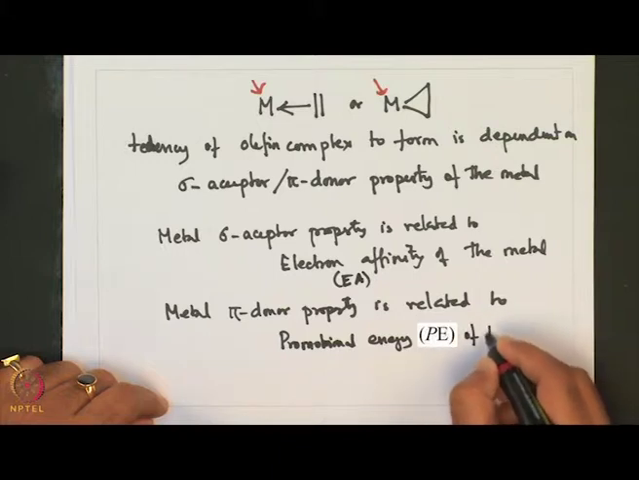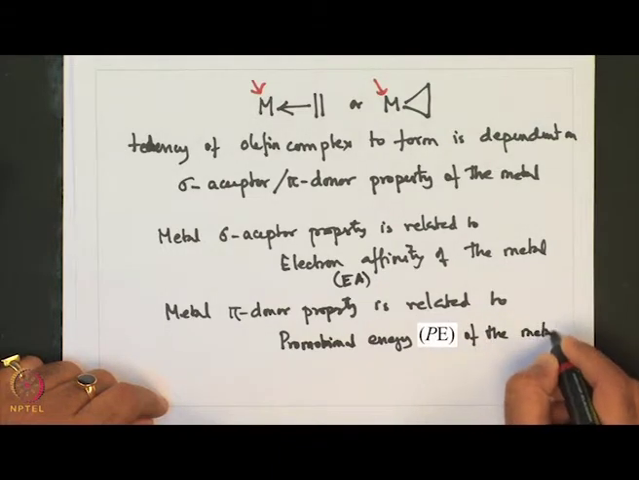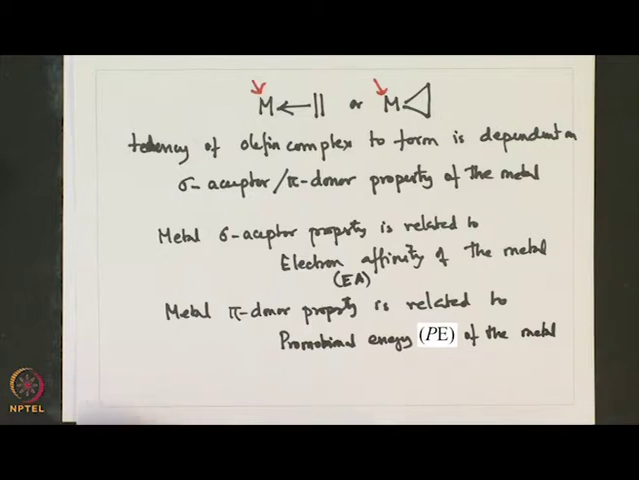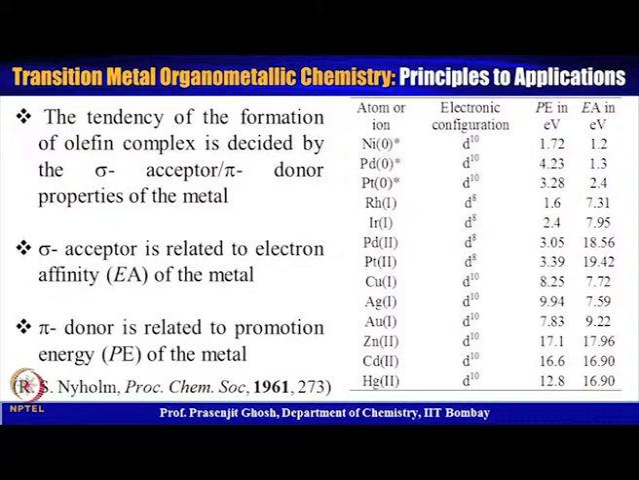Of the metal. So, promotional energy is the energy required for taking the valence electron of the metal and putting it in the next higher energy orbital. How difficult or how easily will the metal be able to promote its valence electron to the next available empty orbital, that is called promotional energy. Now, these two properties significantly affect the forward sigma donation as well as the pi back donation of the elements.